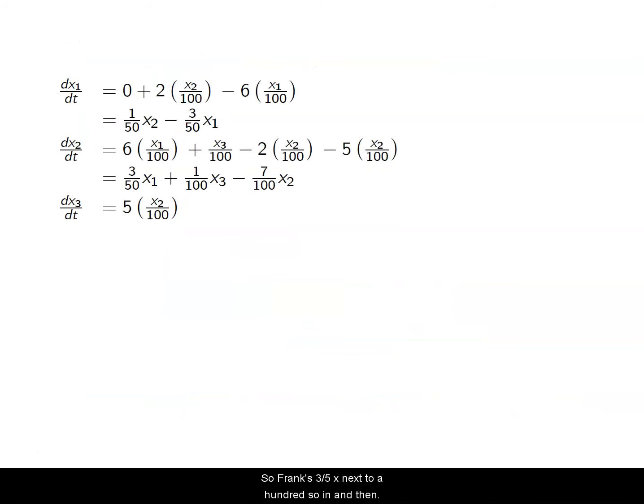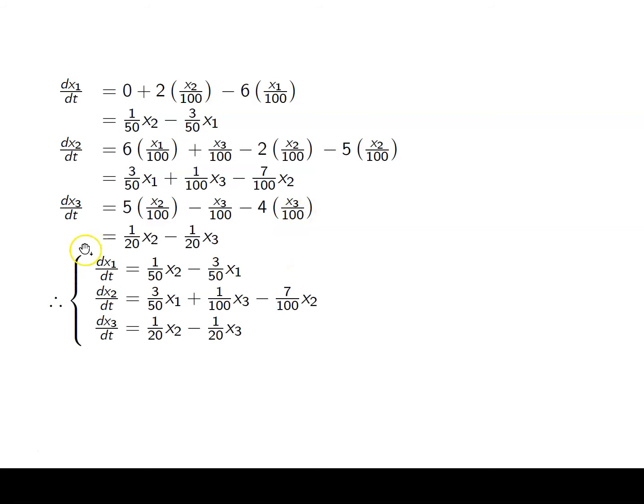For x3, 5 times x2 over 100 coming in, and then minus what else we have coming out, going into the other tank, and then coming out, period. So simplify that, and then this is our system. I have my simplified form for the rate of change of x1, my simplified form for the rate of change of x2, and my simplified form for the rate of change of x3.